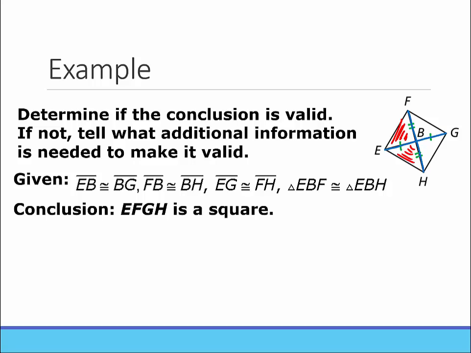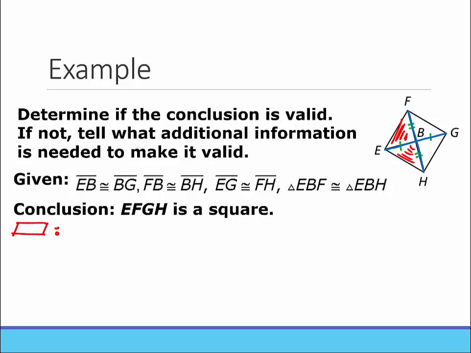So we need to prove if EFGH is a square. So remember, in order to prove that something's a square, we need to prove that it's a rectangle and a rhombus. And before we can prove if something's a rectangle or a rhombus, we need to prove that it is a parallelogram. So we got a lot of things to prove here. So step one, let's see, is it a parallelogram?